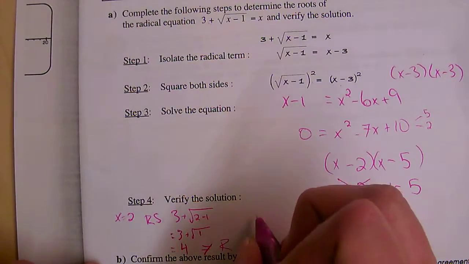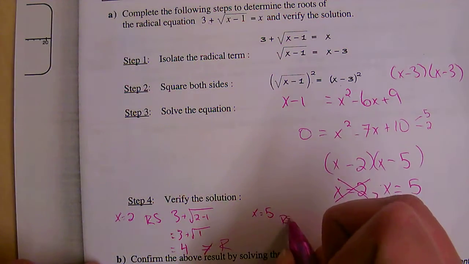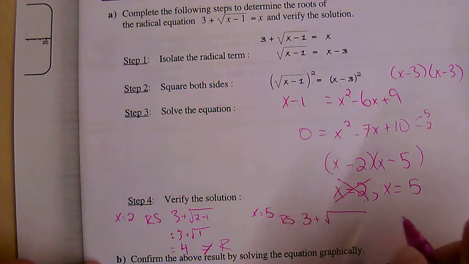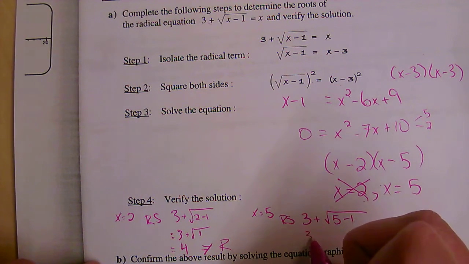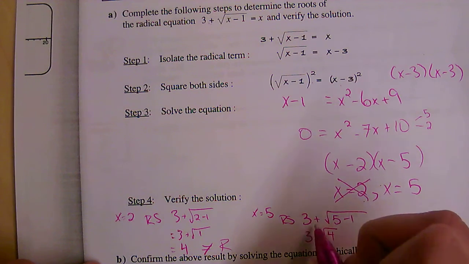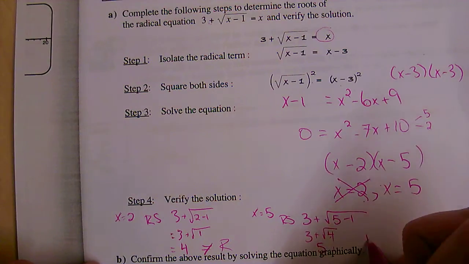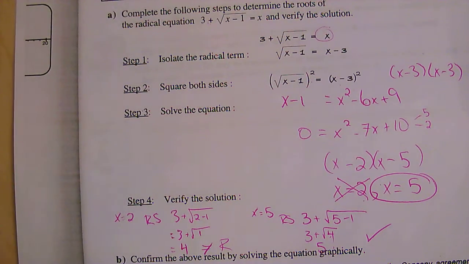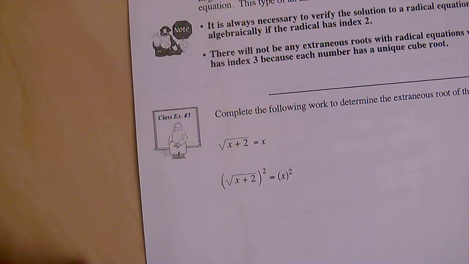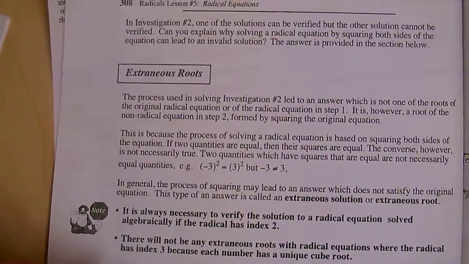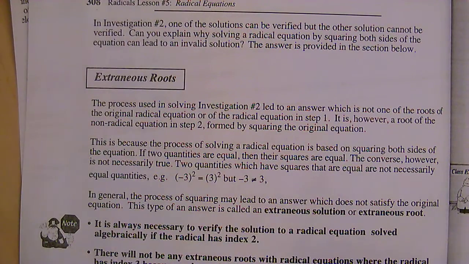If I do my x is equal to 5, my right side, 3, and then 5 minus 1, well that's 4, and then 3 plus that is 5, which then would equal my right side. So x is equal to 5 is my actual solution. So that's an extraneous root. An extraneous root is when you've got an answer, but it is not an actual solution.